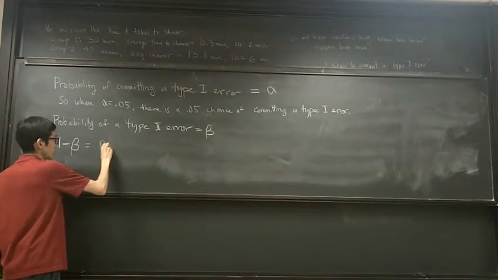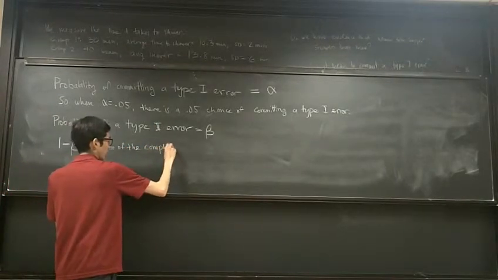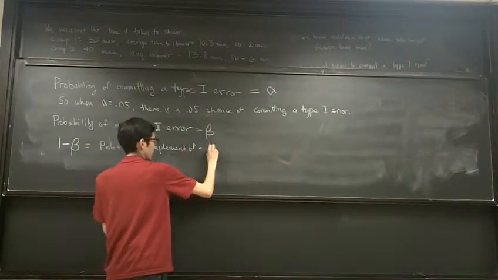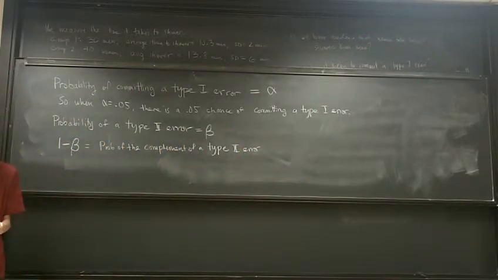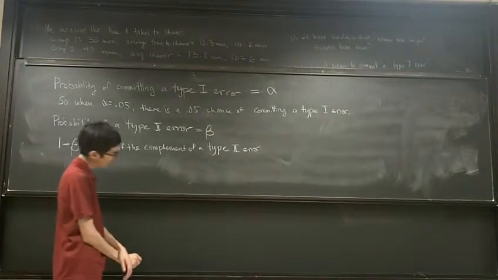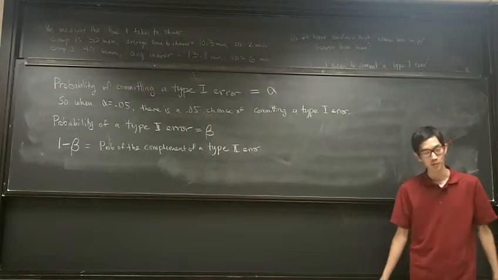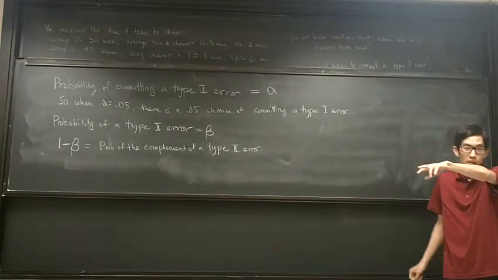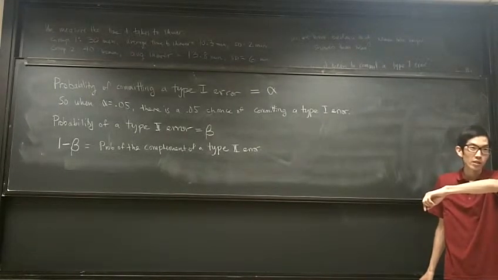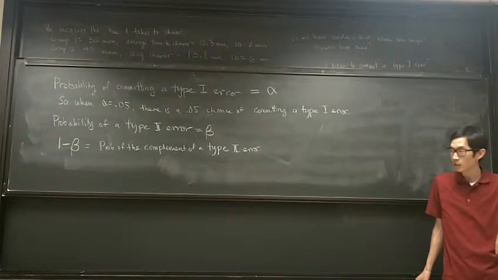So this is the probability of the complement of a type 2 error, the probability of not committing a type 2 error. So what does it mean to not commit a type 2 error? A type 2 error means you did not reject the null when the null is false.